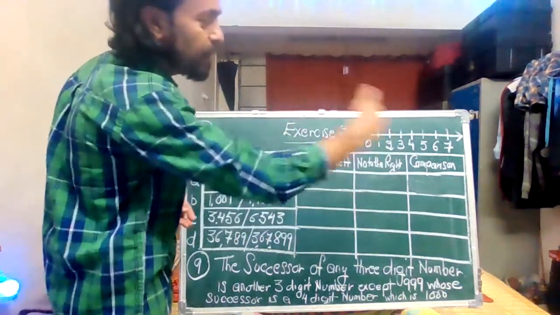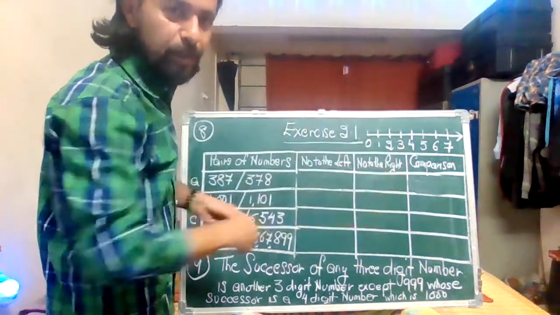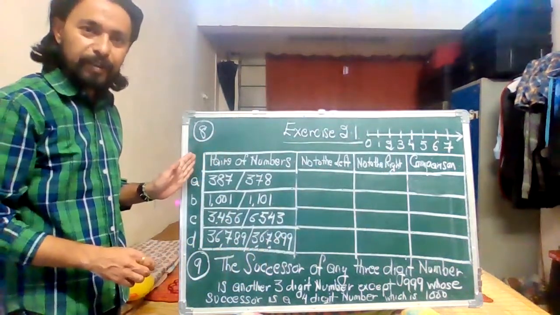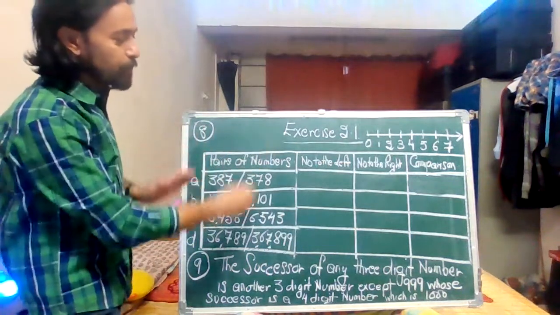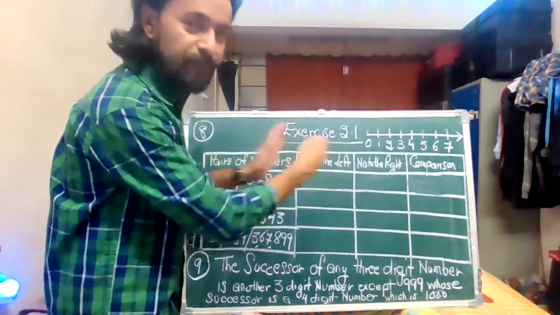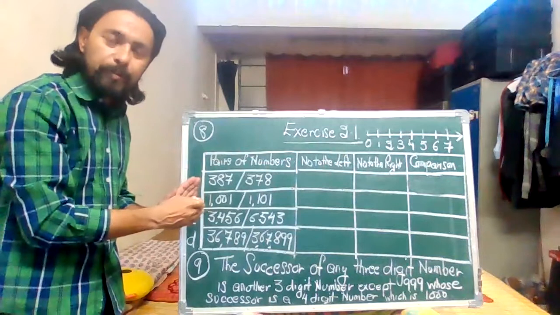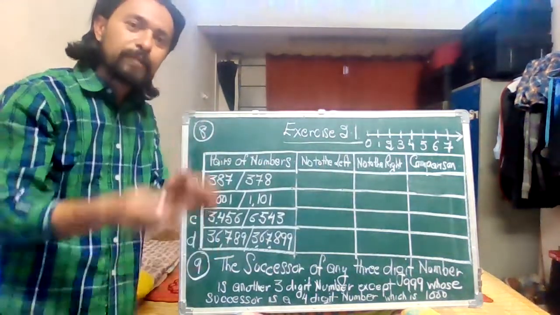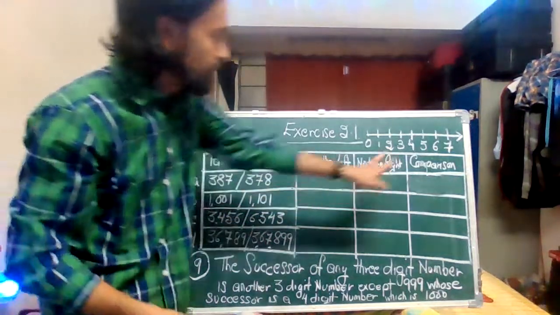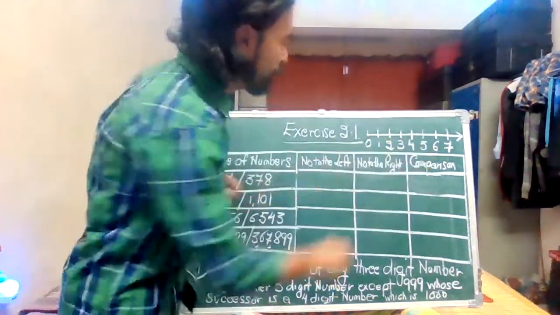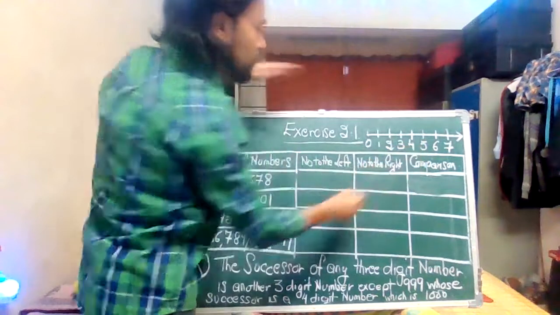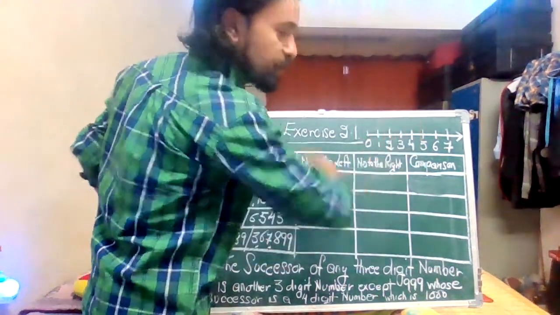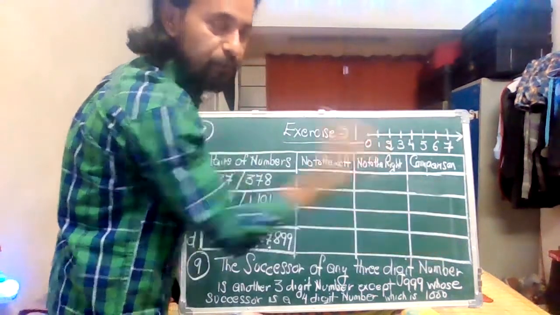So all greater numbers will come to the right of smaller numbers, and all smaller numbers will come to the left of the greater numbers. And that way, it becomes very easy for you to know which one is left and which one is right. The smaller number will be to the left of the greater number, and the greater number will be to the right of the smaller number. Suppose we take two numbers, 3 and 4. 3 is smaller than 4. It is to the left of 4. And 4 is greater than 3, so it is to the right of 3.